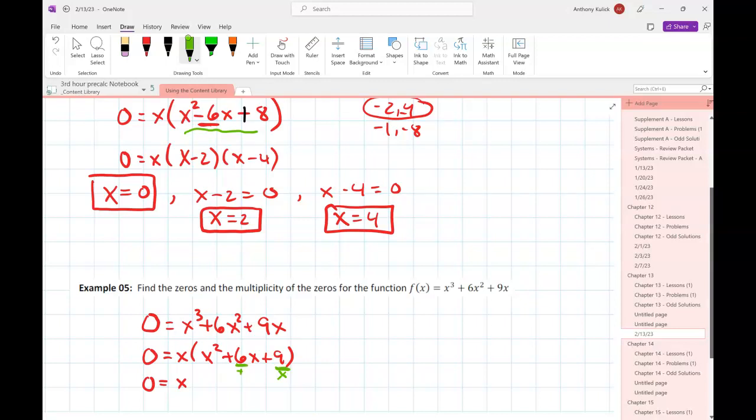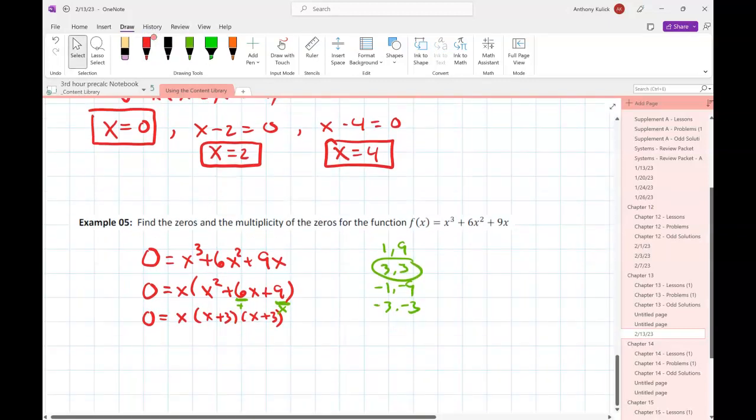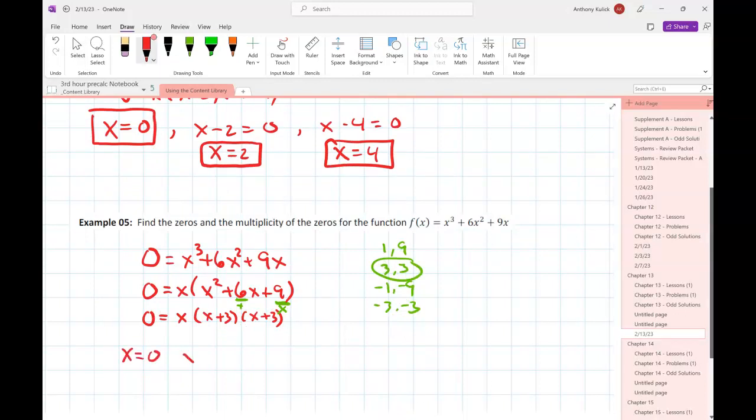What are the things that multiply to give us 9? 1 and 9, 3 and 3, negative 1 and negative 9, negative 3 and negative 3. Which one of those add to give us 6? 3 and 3. Everybody's good with that? I take each factor and set it equal to 0. And then we can solve them each independently.